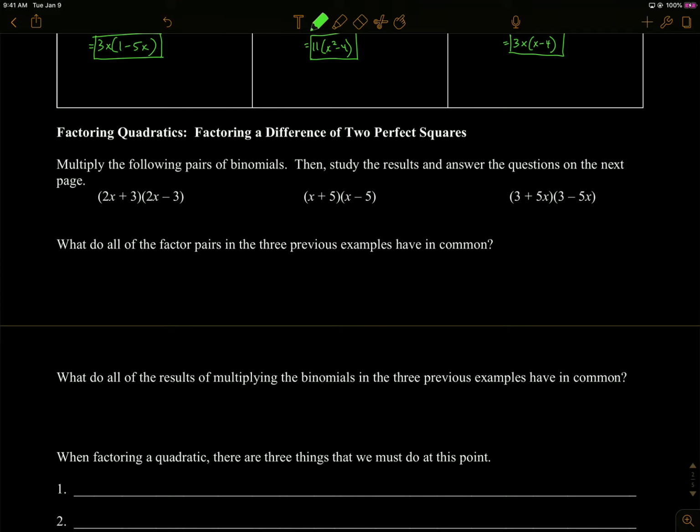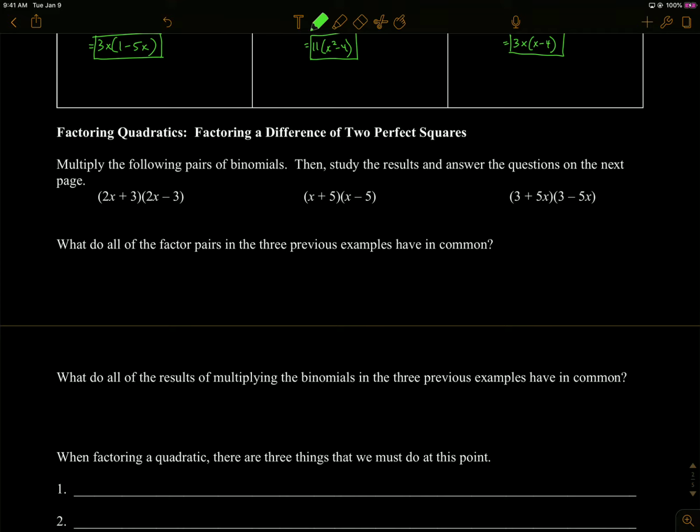So what we're going to say is, for difference of two perfect squares, that means when your trinomial is missing the linear term, that means the x term.